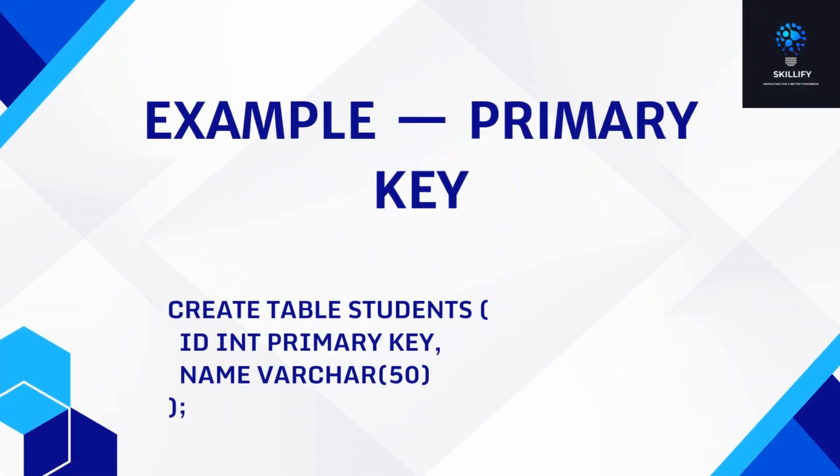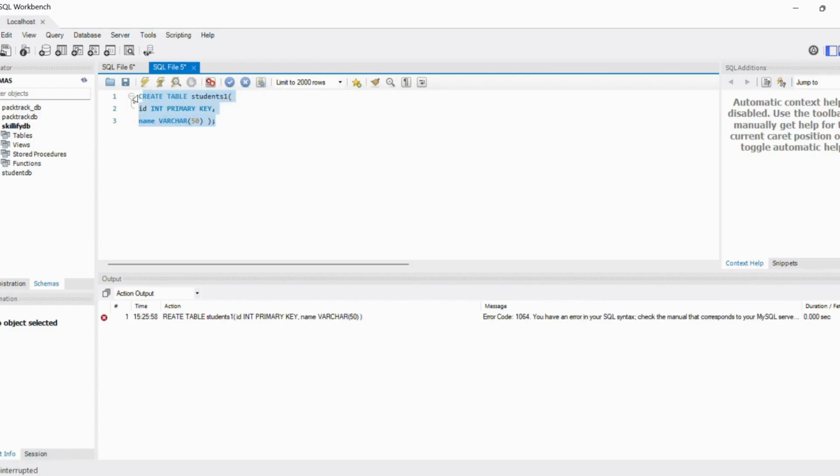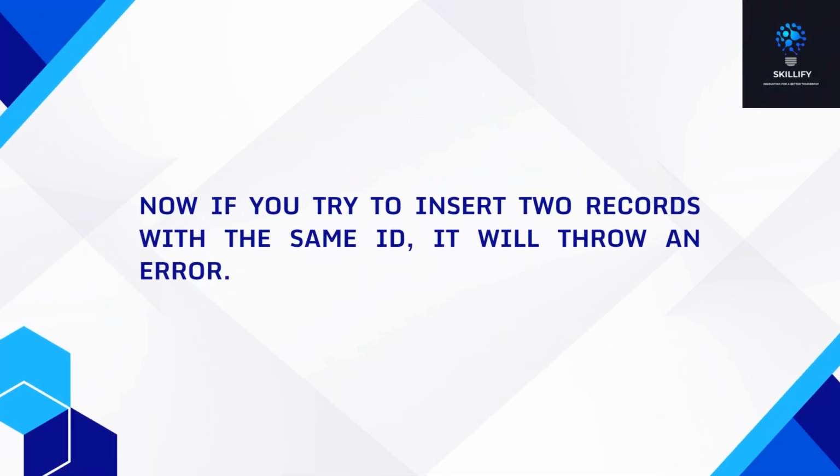Example 1. Primary key. A primary key uniquely identifies each record in a table. No 2 rows can have the same primary key value. Query: create table students, ID int primary key, name varchar 50. Output: table created successfully. Now if you try to insert 2 records with the same ID, it will throw an error.